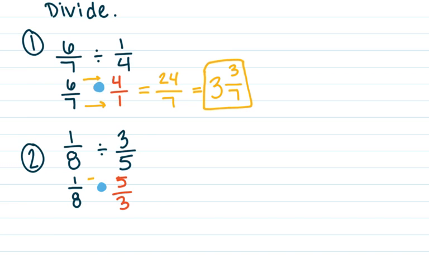My last step is I'm going to multiply straight across. 5 times 1 is 5. 8 times 3 is 24. I'm going to check to see if I can simplify that. I cannot. It's already in simplest terms. And so my final answer is 5/24. So again, we're rewriting the problem to multiply by the reciprocal.